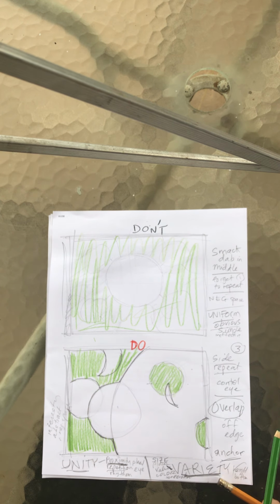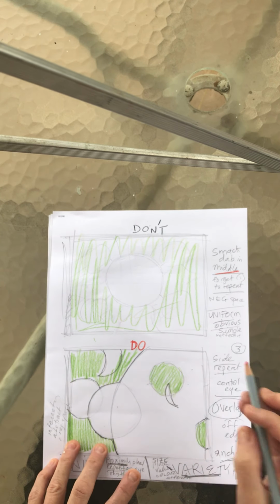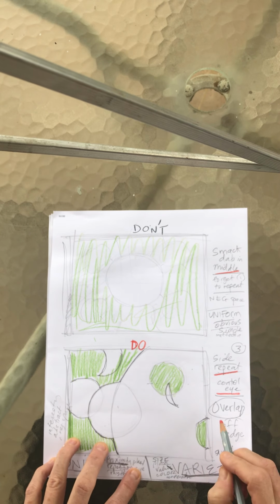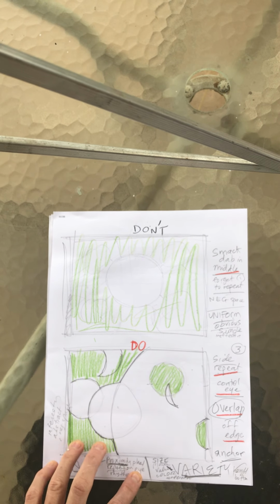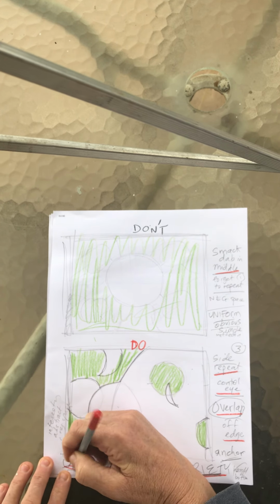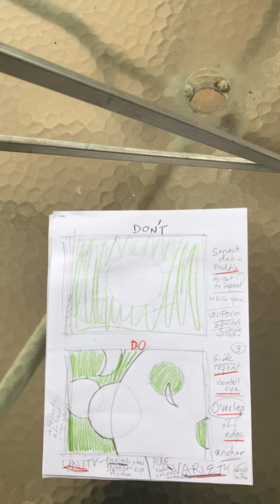There's lots more to go over, but if you can remember throughout the class, nothing smack dab in the middle, definitely repeat, control the eye movement, overlap, let things go off the edge, and the goal being unity and variety. With all these elements, repetition, rhythm, variety of size, variety of color, value, placement.